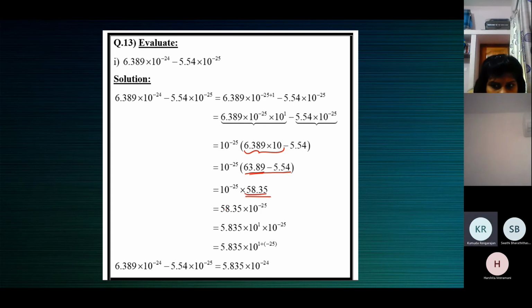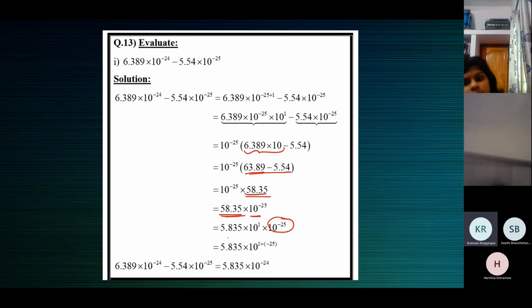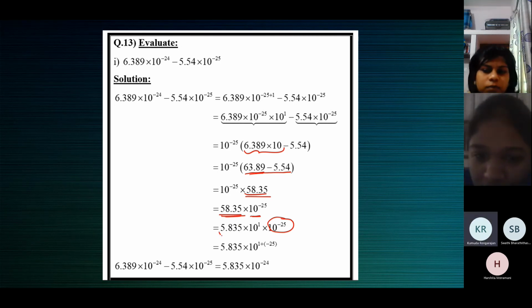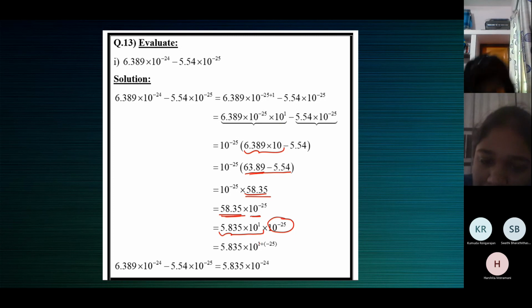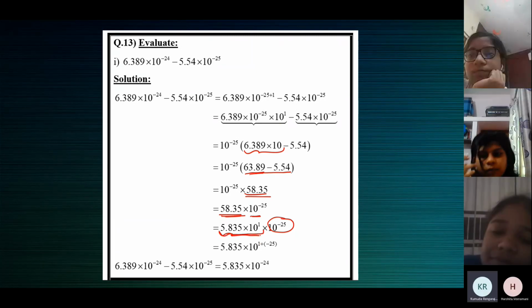Now I've just written this 58.35 first, and then I've written into 10 to the power minus 25. Now we are not disturbing 10 to the power minus 25. We are trying to write 58.35 in the standard form or the scientific notation, which is this one. 58.35 in the scientific notation is this one.